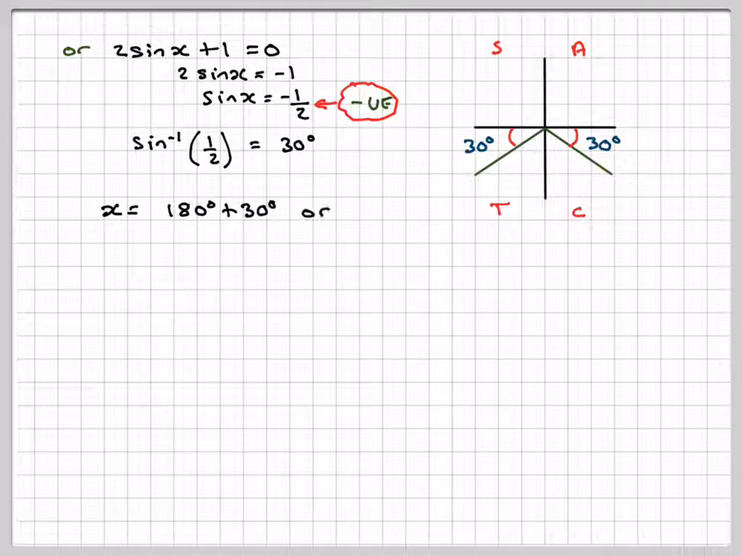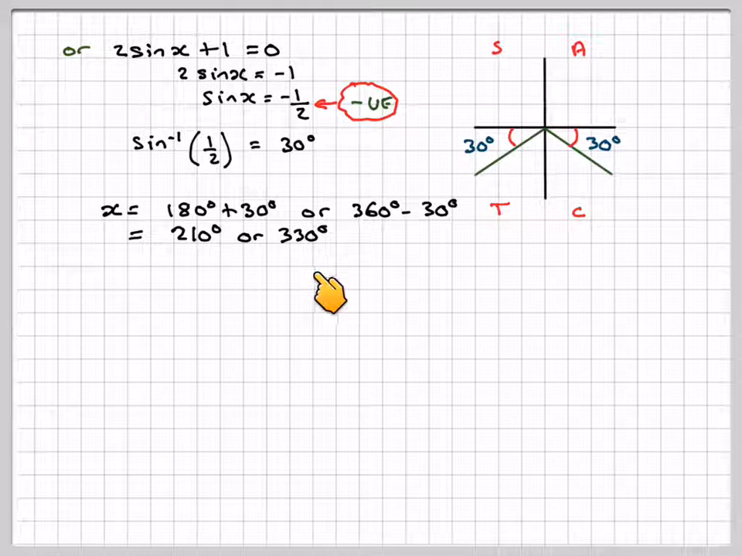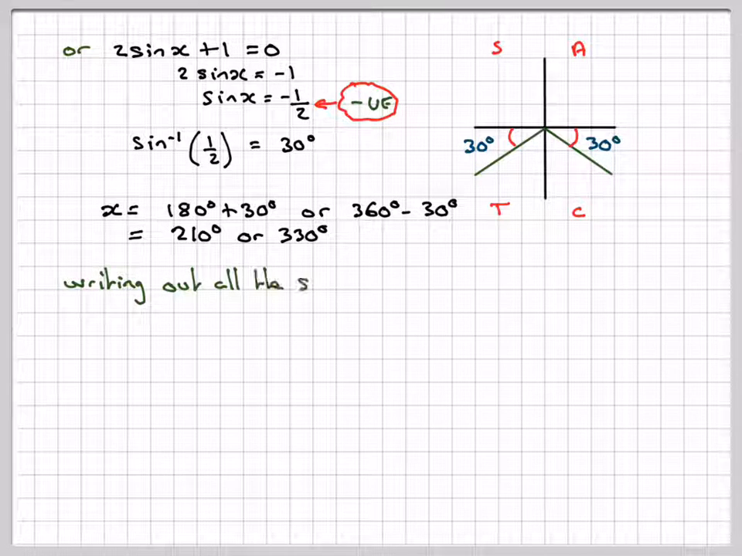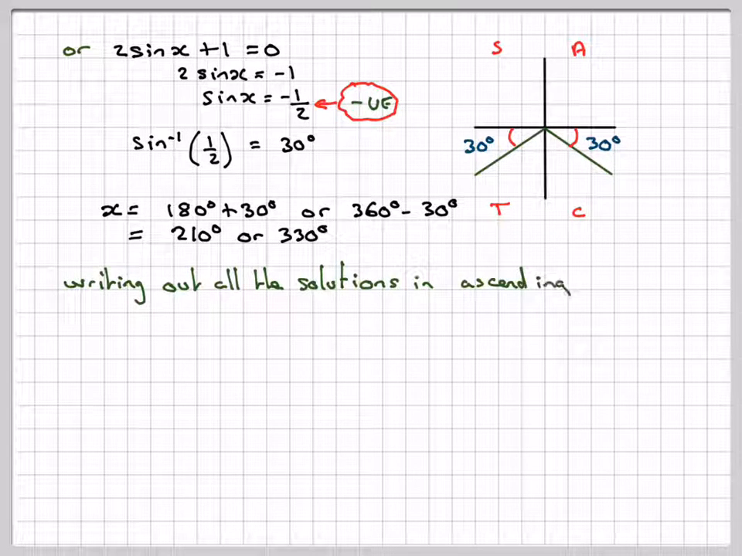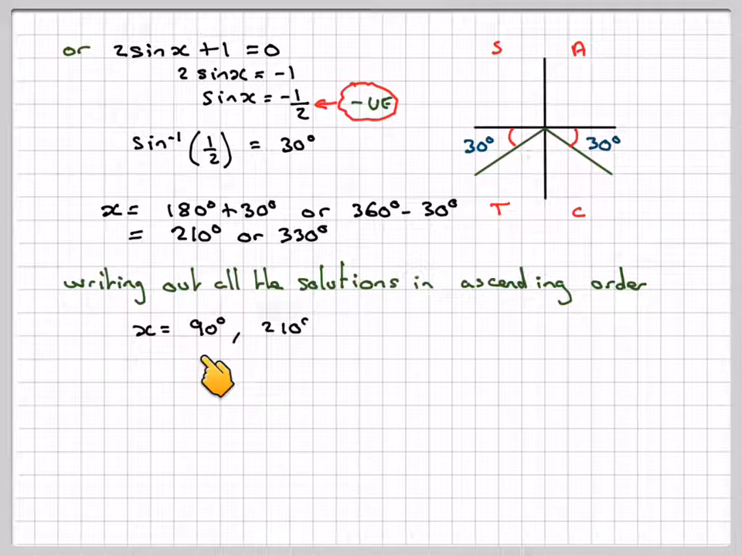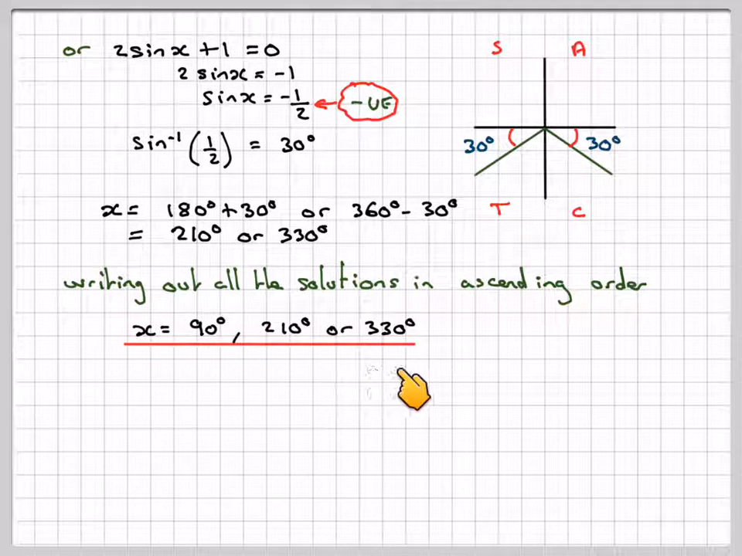and 360 minus 30. So that's going to give me 210 or 330 degrees. And then you're writing them out, all the solutions, in ascending order. So including the first bit, you're going to have x is 90, 210 or 330.